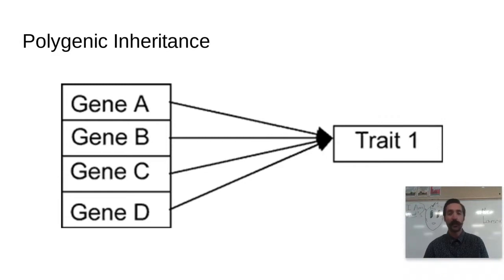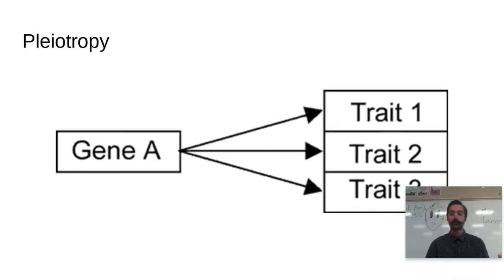So there's such a thing as polygenic inheritance, where you have multiple genes that affect a single trait. Instead of just having one gene to one trait, you have multiple genes coming together to influence a single trait. There's also pleiotropy, which is the exact opposite, where you have one gene in your chromosome that affects multiple different traits. So this again is a different take on how genes can influence your physical characteristics.